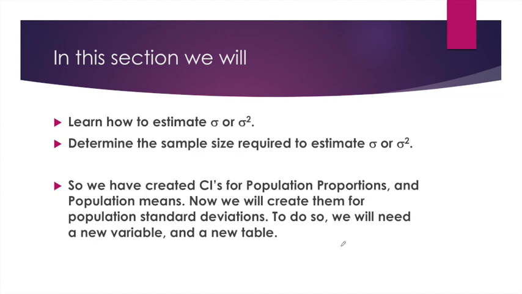We're going to determine the sample size we would need in order to estimate our population standard deviation, or standard deviation squared. So we've created some confidence intervals in previous sections for population proportions and population means. Now we're going to create them for population standard deviations. And to do so, we're going to need a new variable and a new table.